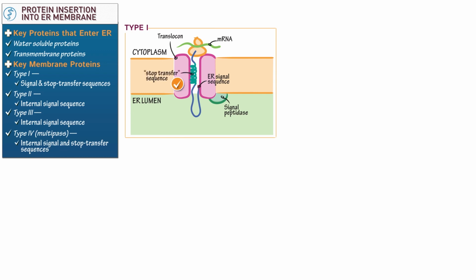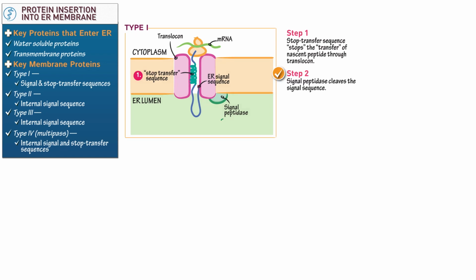Label the alpha helix stop transfer sequence. It's an internal sequence that is hydrophobic, just like the signal sequence. Indicate that this is step 1. The stop transfer sequence stops the transfer of the nascent peptide through the translocon. Note that stop transfer sequences are always hydrophobic transmembrane domains.